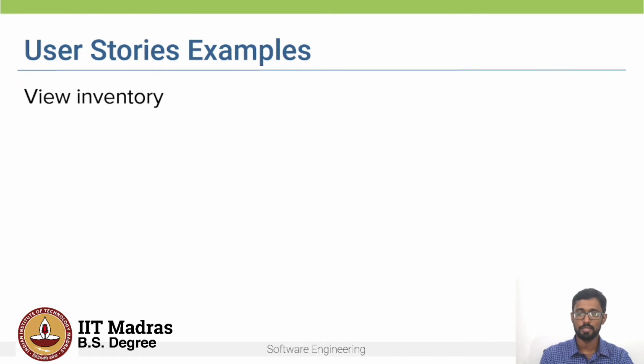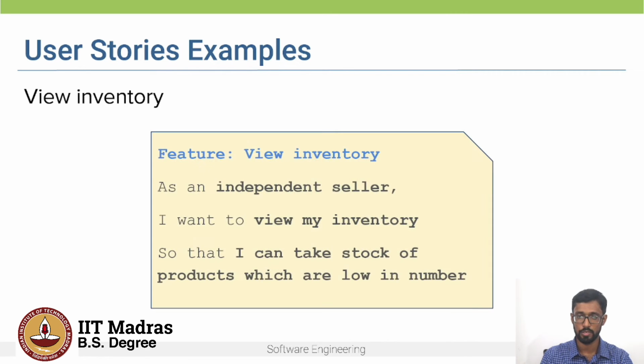Let's take the example from the seller portal problem that we discussed in the previous lectures. Here is a requirement that we gathered from several stakeholders about viewing an inventory. A user story for this is shown here. The feature is view inventory. As an independent seller, which is a type of user, I want to view my inventory, which is an action, so that I receive a particular benefit. That is, I can take stock of the products which are low in number.